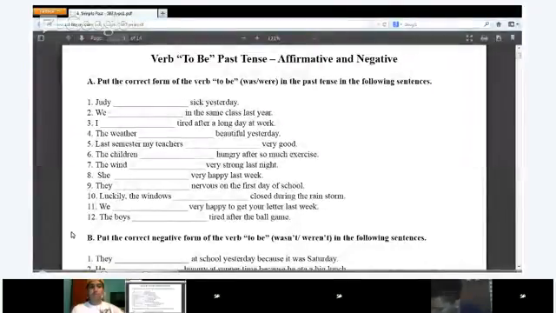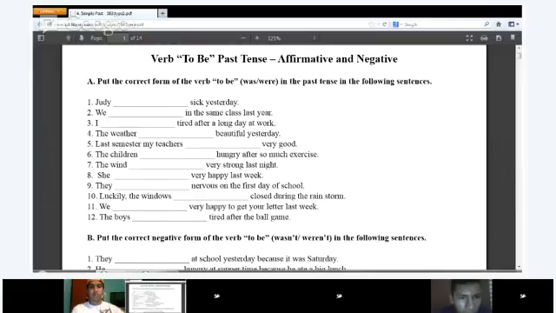They were nervous on the first day of school. Luckily, the windows was closed during the rainstorm. Okay, now is windows plural or singular? Plural. Were. Windows were. Good. The windows were, and they were nervous. Excellent. Okay. All right. How about numbers 11 and 12? And this is for Hugo.